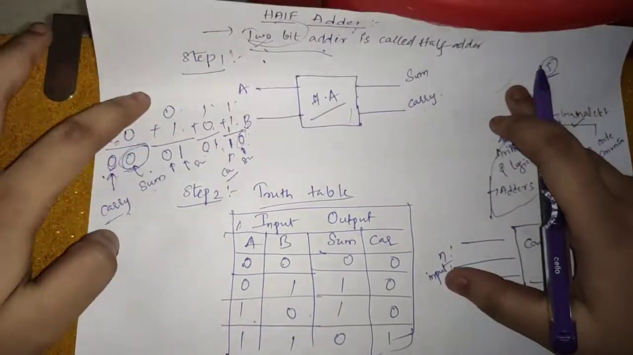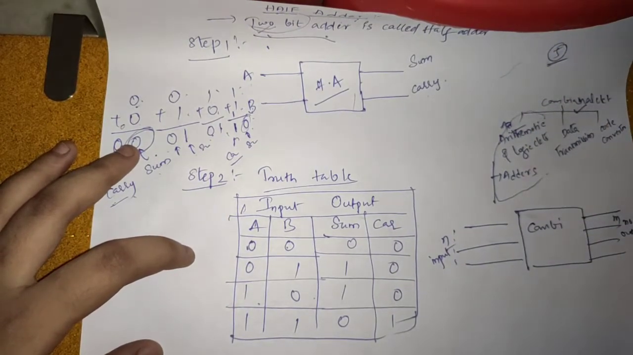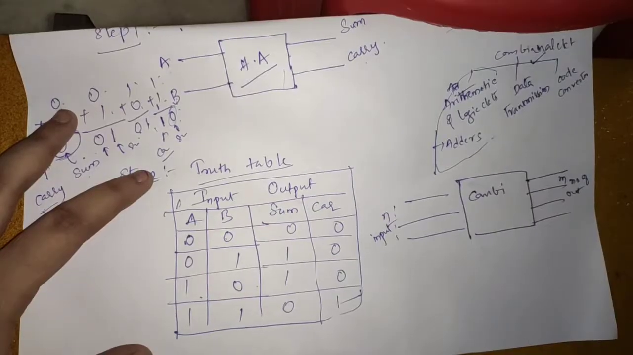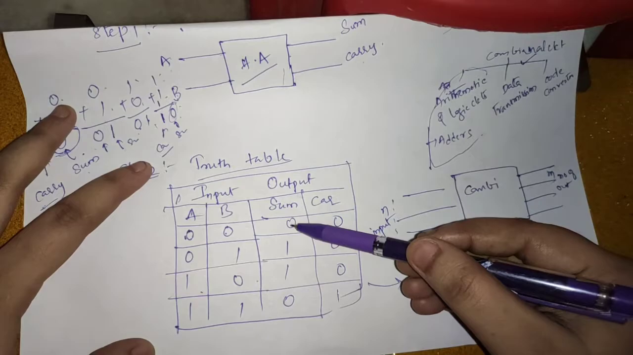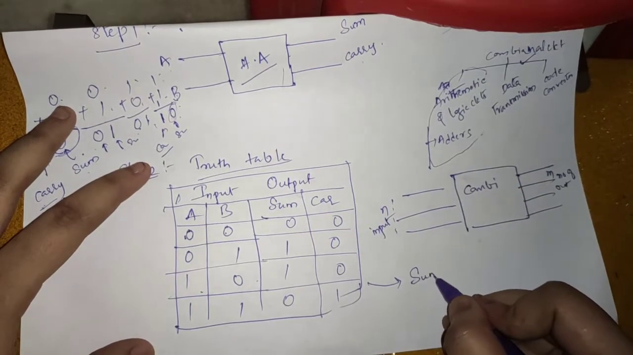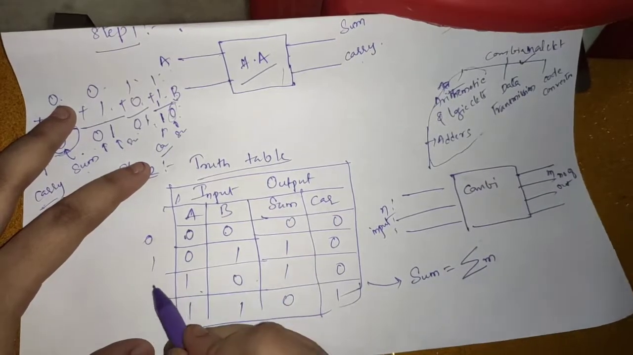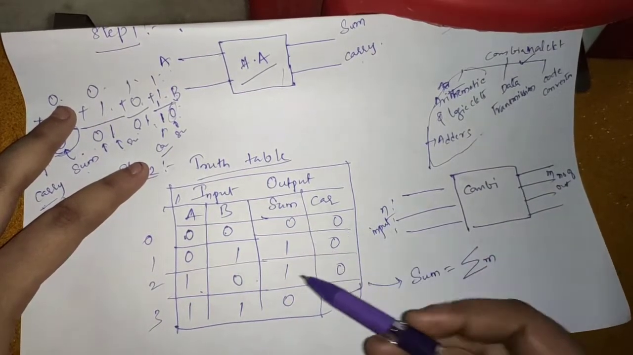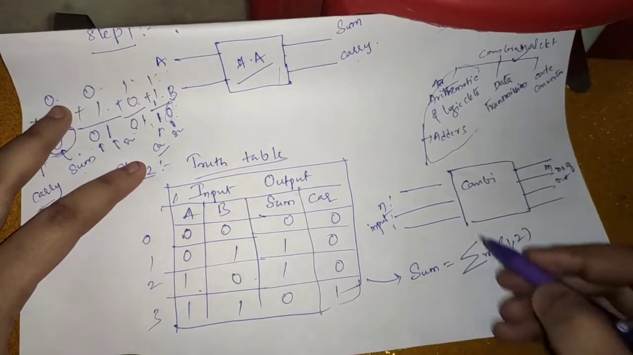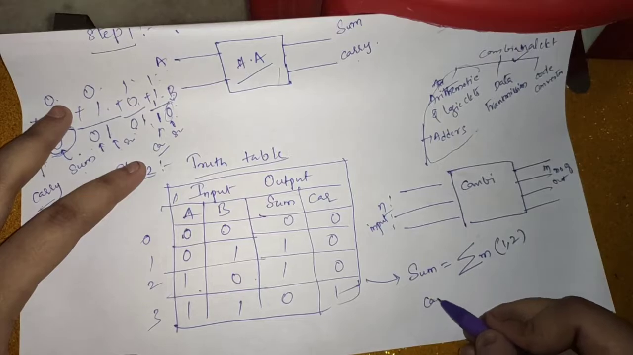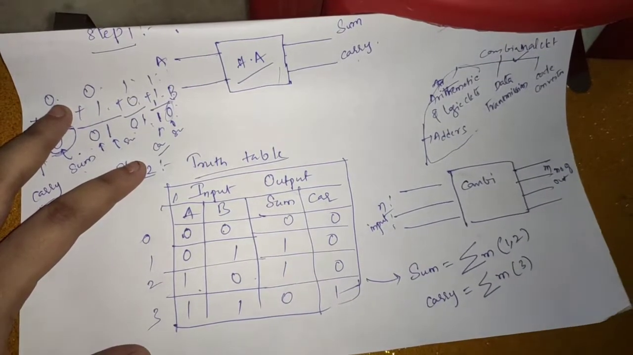So in this way we completed step 1 and step 2, and the third step is writing the Boolean expression. Our third step is writing the Boolean expression. So here we can write this sum as sum of minterms. This is 0 1 2 3, right? Sum we can write as sum of minterms of 1 and 2. Is it right? Carry, we can write it as sum of minterms of only 3, right?